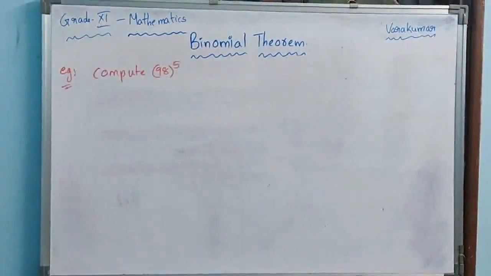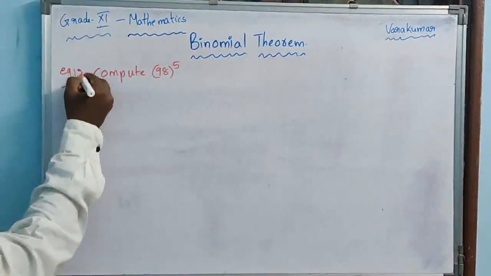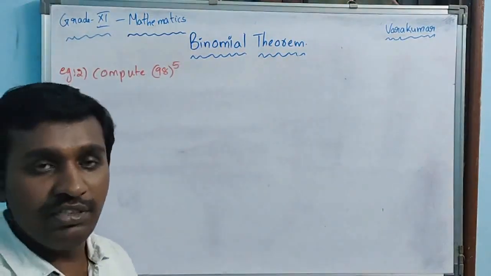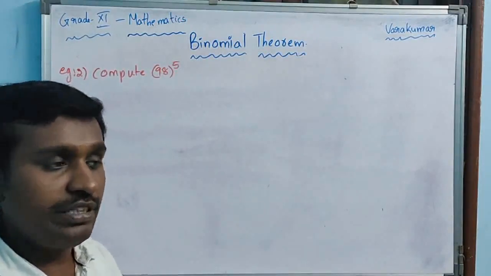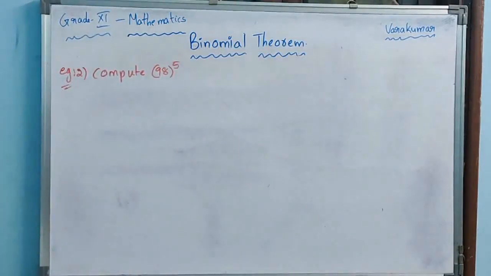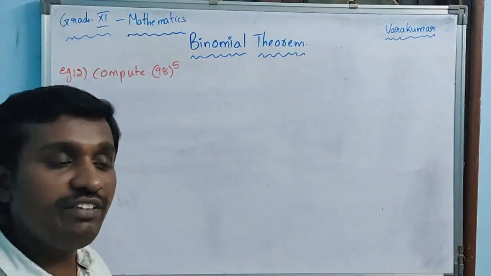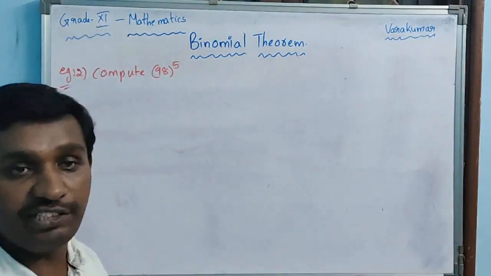Right, this is a question: compute 98 power 5. So this is an example from your textbook. See, 98 power 5, generally what you do is 98 into 98 into 98, since it is power 5, it may be easy for you to multiply 5 times. But if it is 98 power 100 or 98 power 1000, then it is definitely better to go for binomial expansions.